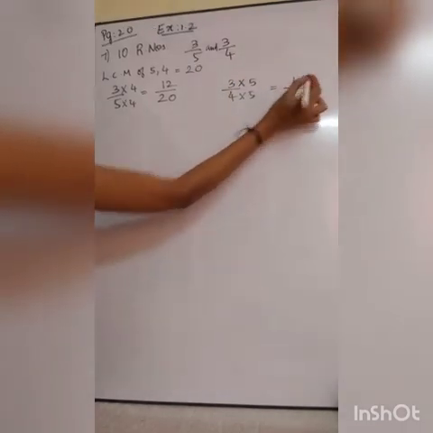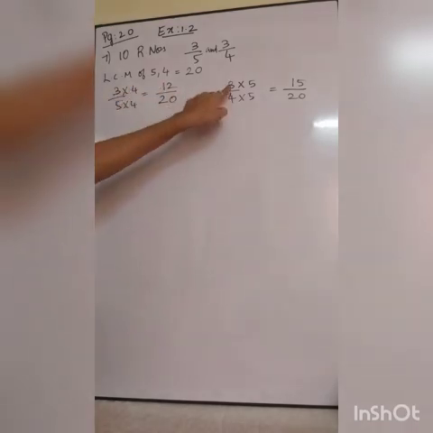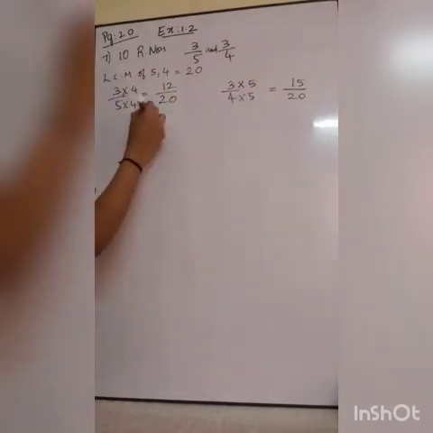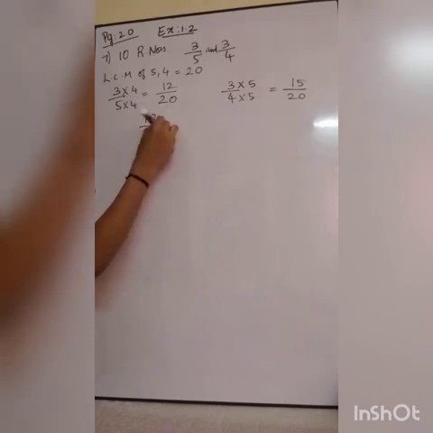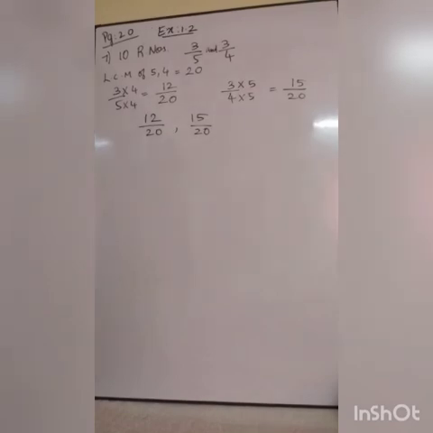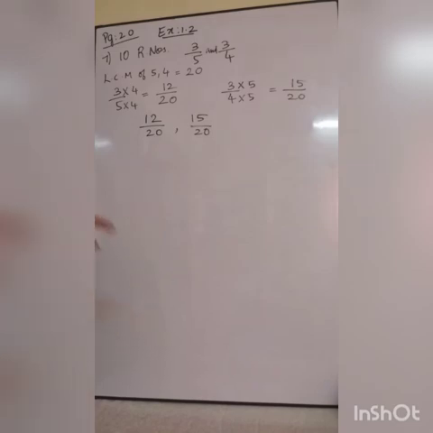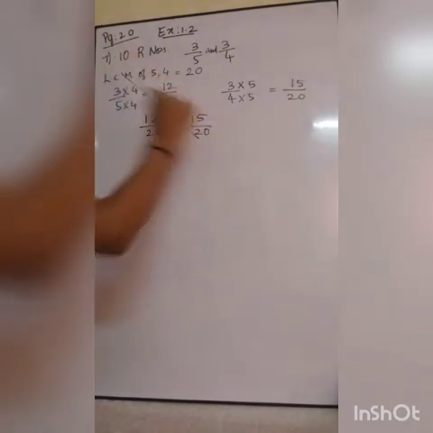For 3 by 5, 4 fives are 20, and 4 threes are 12, so 12 by 20. For 3 by 4, 5 fours are 20, and 3 fives are 15, so 15 by 20. So what are the rational numbers between these two? 13 by 20 and 14 by 20. We are getting only 2 rational numbers, so this method is not possible.